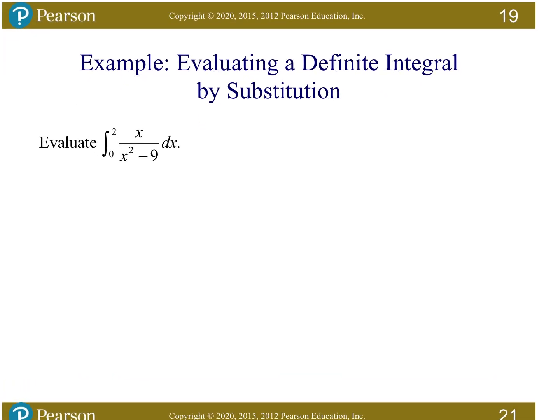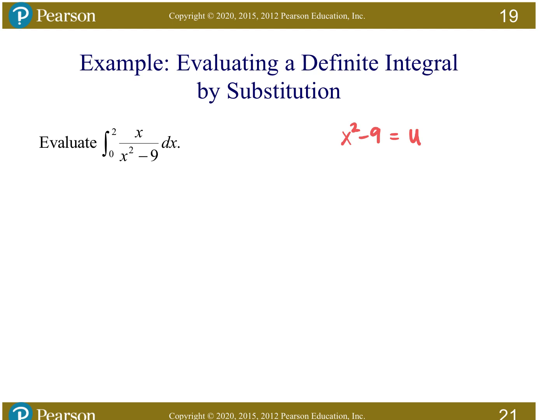Okay, Stephen, just taking a look at that a minute. Does your gut give you any idea of what you might want to choose as your u? X squared minus 9. Okay, so he's recognizing it's a quotient, and when it is a quotient, that denominator is always a great thing to choose. So x squared minus 9, he's identified as being his u.